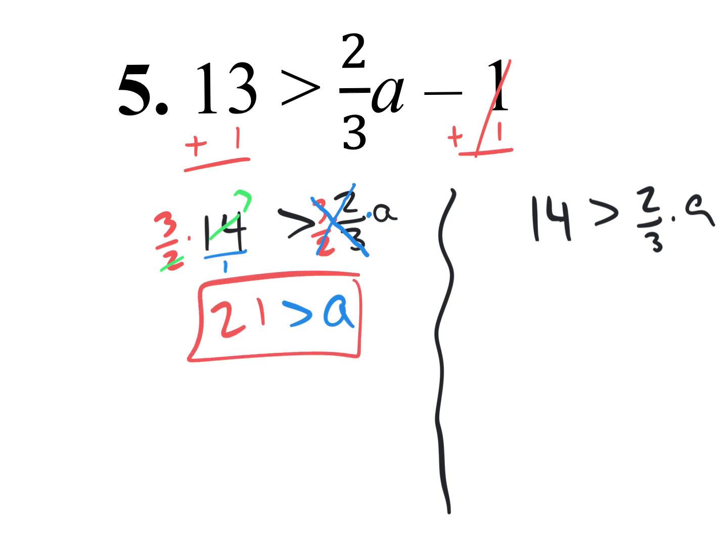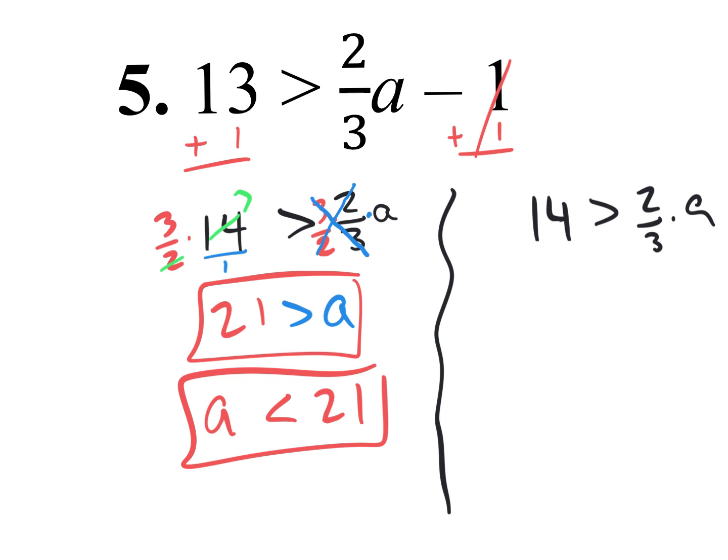So here's our answer, but it's better to write the a on the left side, 21 on the right side. And of course, if this was a correct answer, which it is, and it's opening up to the 21, it has to continue opening up to the 21. So there's your final answer. A is less than 21.